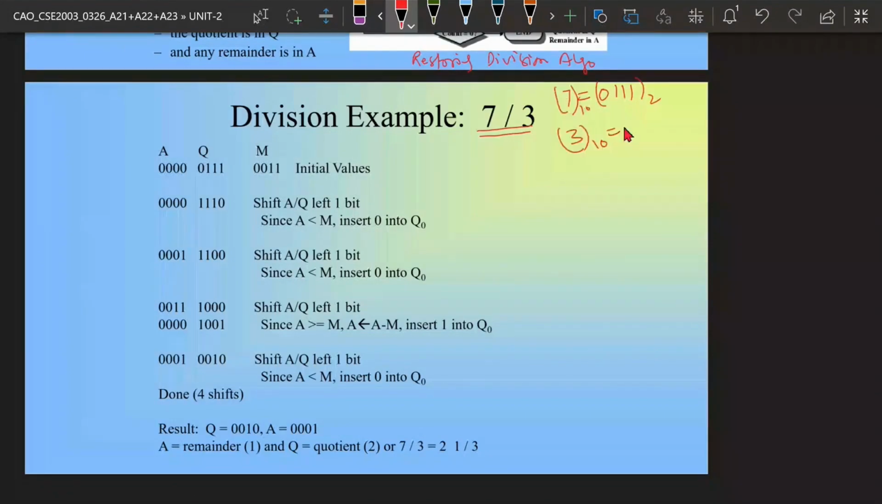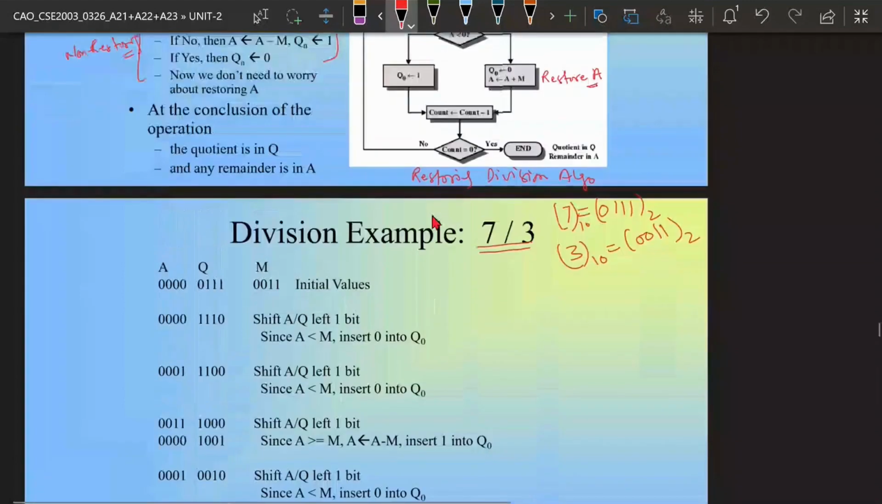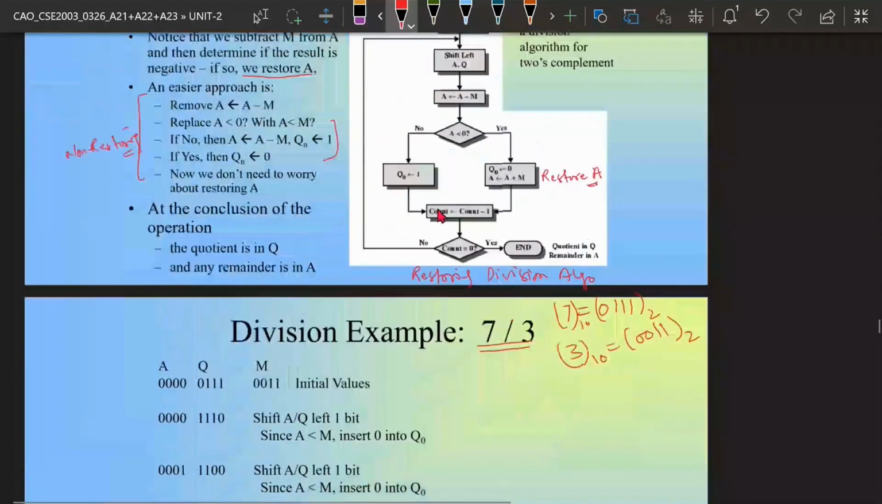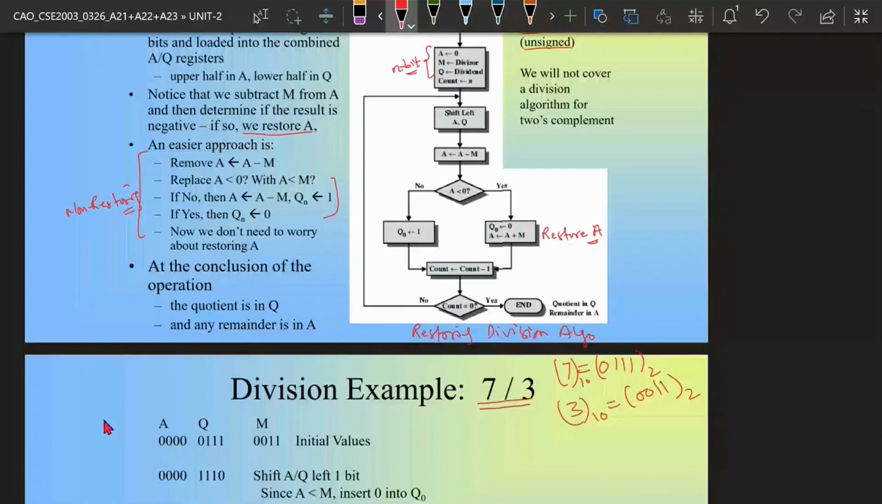Initially the accumulator content is 0, so the accumulator is initialized to 0, 0, 0, 0, which is also 4 bits. We also need a count value, which is initialized to 4, because the number of bits in the divisor and dividend is 4. The M value will store the divisor, which is 3, so 0, 0, 1, 1. And Q is the dividend, so Q is 0, 1, 1, 1, which is 7.